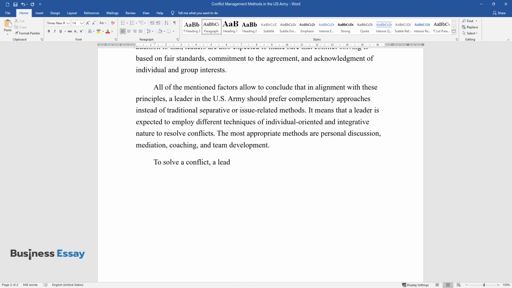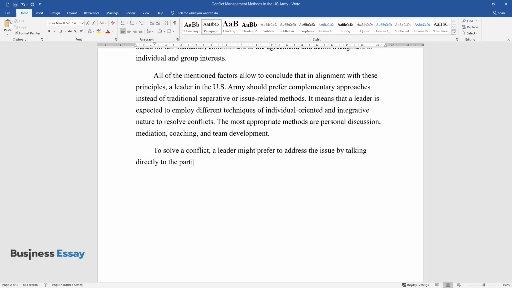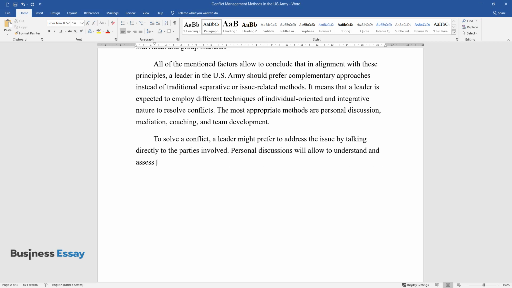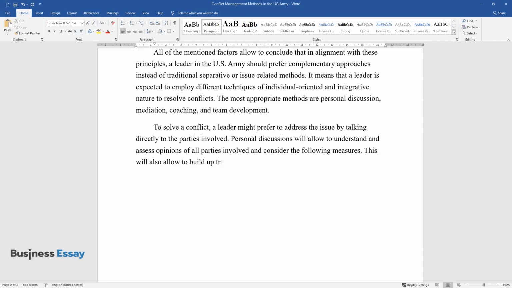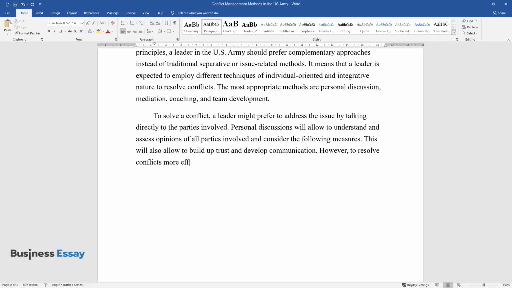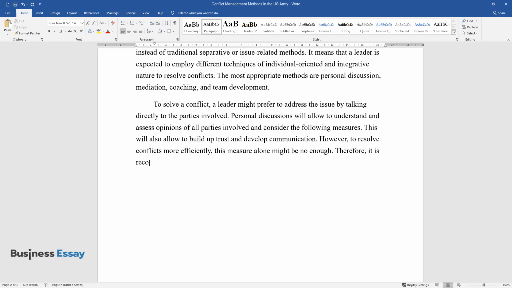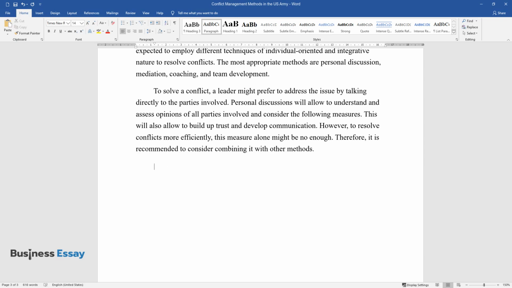To solve a conflict, a leader might prefer to address the issue by talking directly to the parties involved. Personal discussions will allow to understand and assess opinions of all parties involved and consider the following measures. This will also allow to build up trust and develop communication. However, to resolve conflicts more efficiently, this measure alone might be not enough. Therefore, it is recommended to consider combining it with other methods.